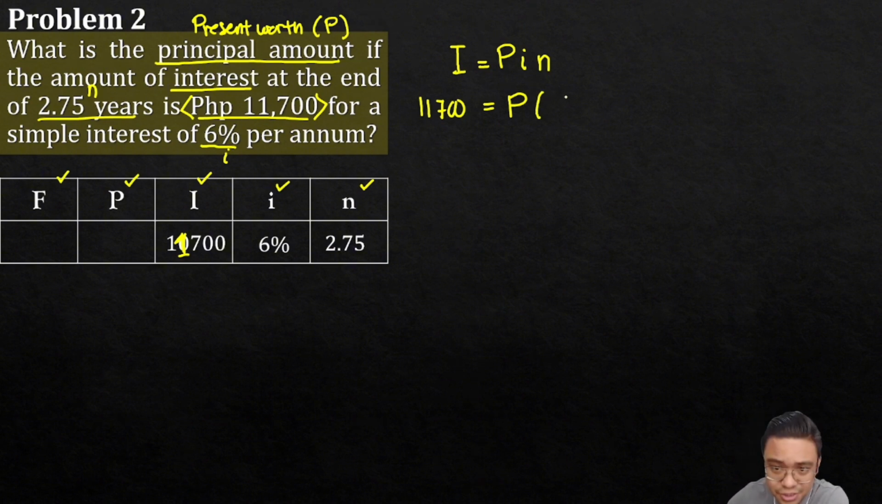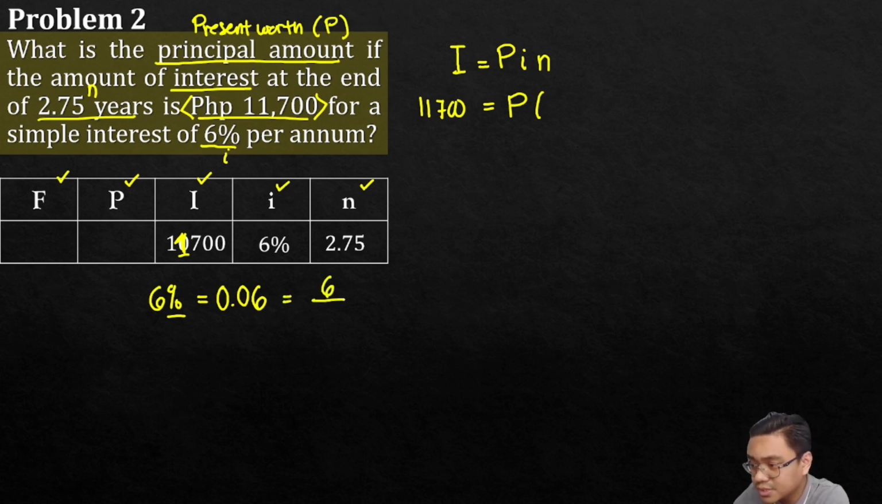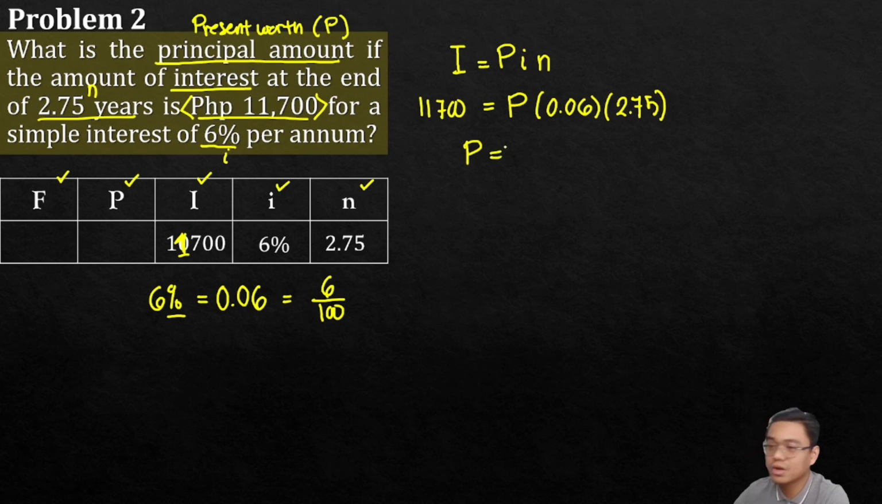Then you have here the 6%. If you're confused with percentages, you can use the percentage sign on the calculator. Or you can just say that it is 0.06. Or if you really have difficulty, very simple: that would be 6 over 100, and that should give you the 6%. So in decimal, this is 0.06, and then our N, which is the period, is 2.75. So, this is your present worth.